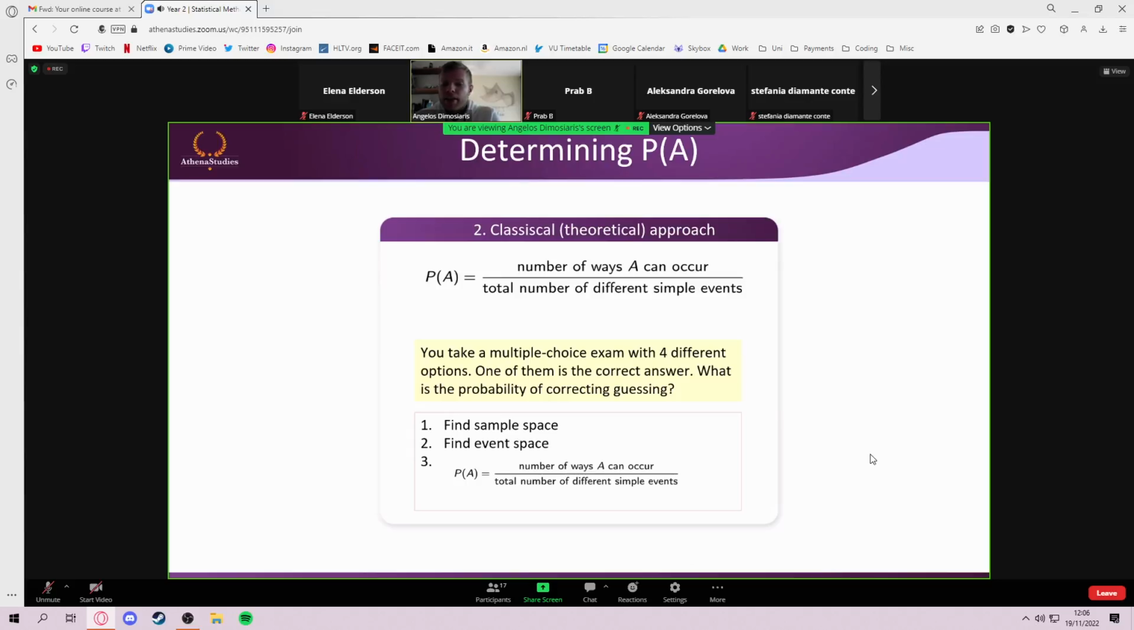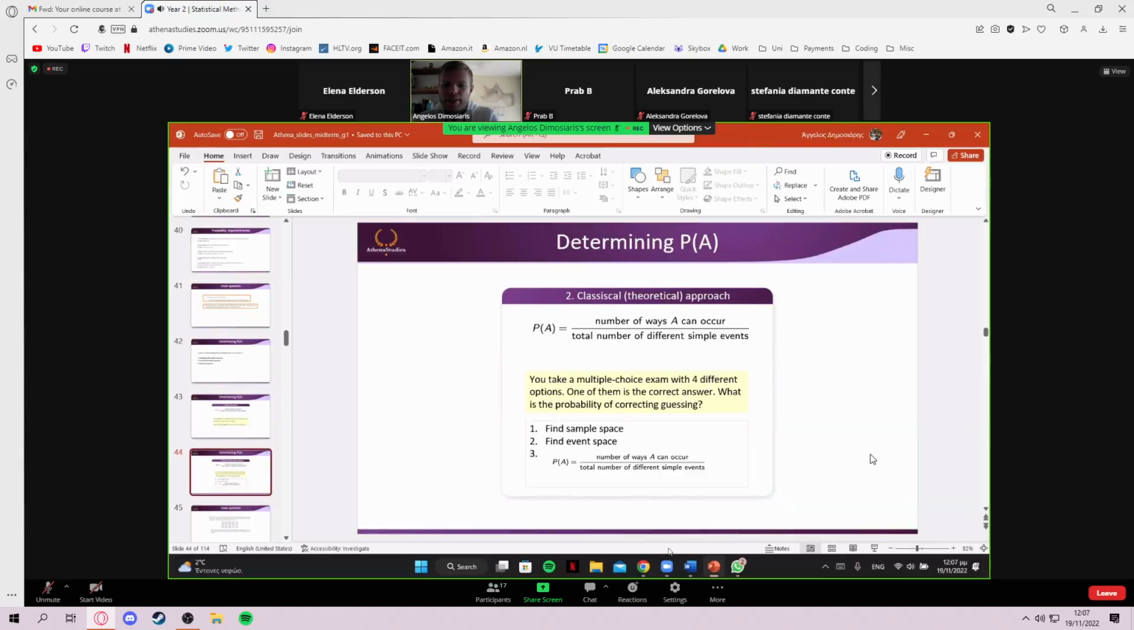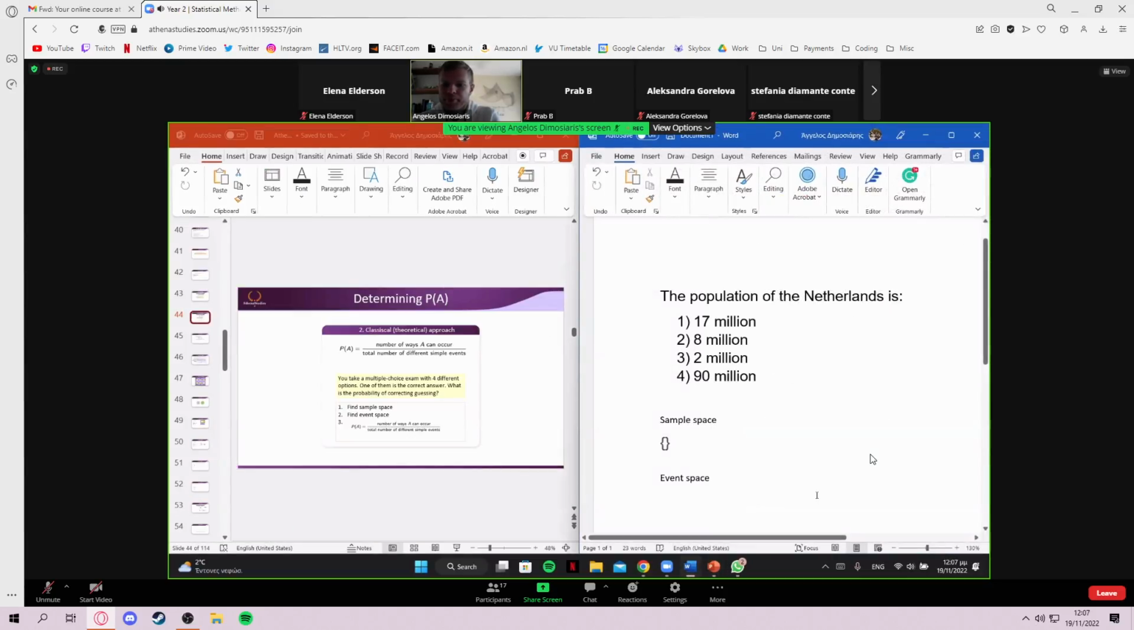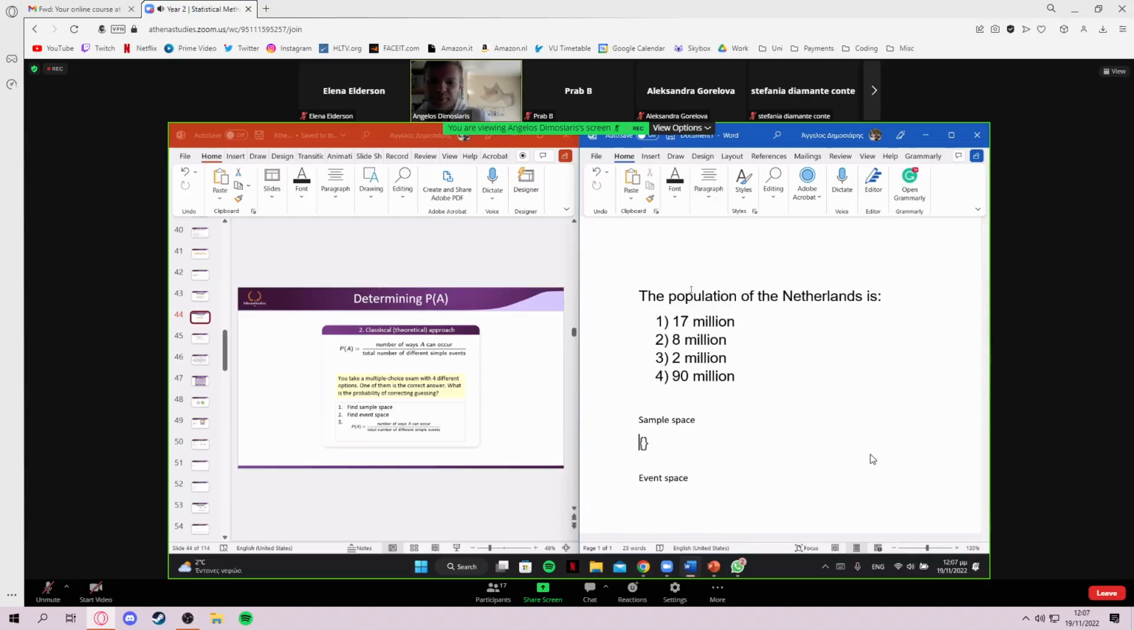Here we have 3 different steps. The first one is to find the sample space. The second one is to find the event space, and then put these numbers into the formula. Let's see an example. I'm going to split my screen to make it better. All right. So let's say that we have this multiple choice exam, and the question is: the population of the Netherlands is 70 million, 8 million, 2 million, or 90 million.